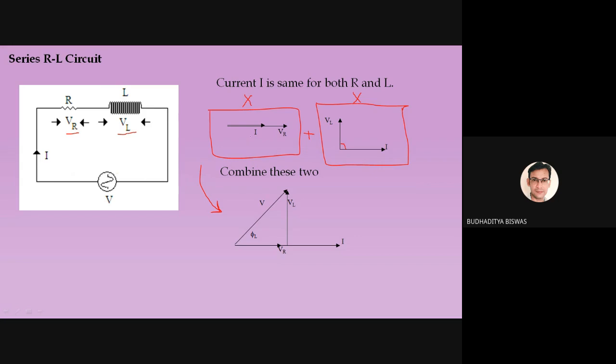So if you take the summation of this, can somebody tell me how many parameters are there in these two figures inside this rectangular box? Just see the figure and tell me. Three. Very good. Just name them. VL, VR and I. So everybody understand from this figure that three quantities are there. One is I, one is VR, another is VL.